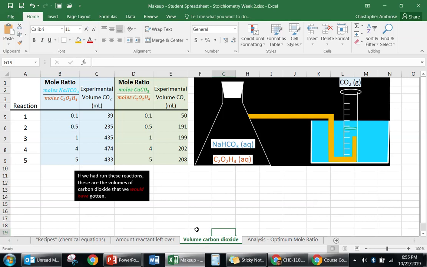As for the amount of carbon dioxide, you're going to need to be provided with some values. So on this third tab over, what we've got are the 5 reactions. We have the mole ratio that we looked at a minute ago. And then these numbers right here are experimental values. These were values measured by one of the sections of lab. So this is measured in terms of volume of carbon dioxide, and that's in milliliters. These are just provided values. This is how much we would have gotten.